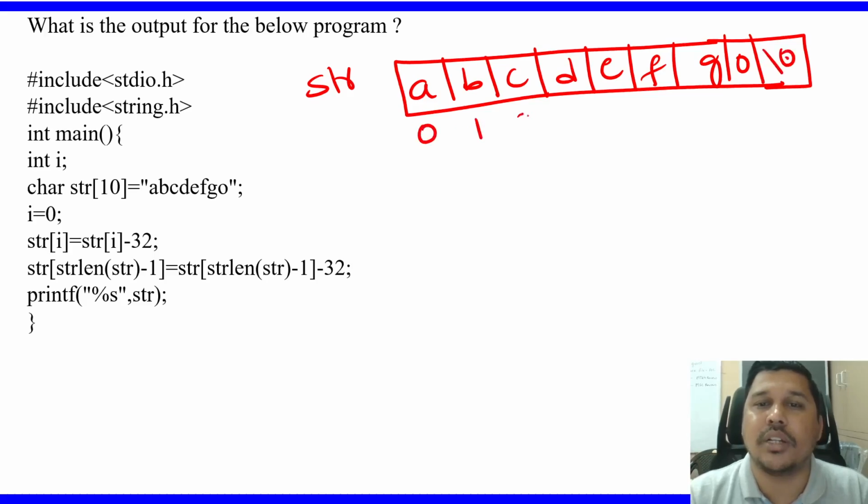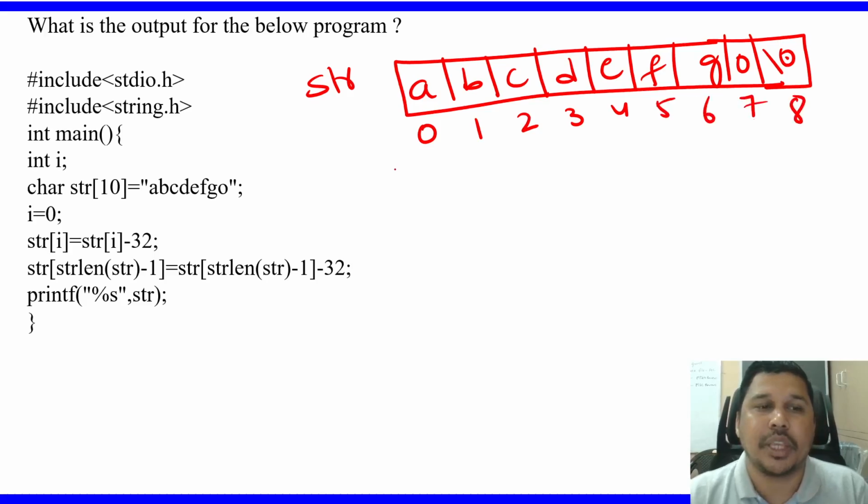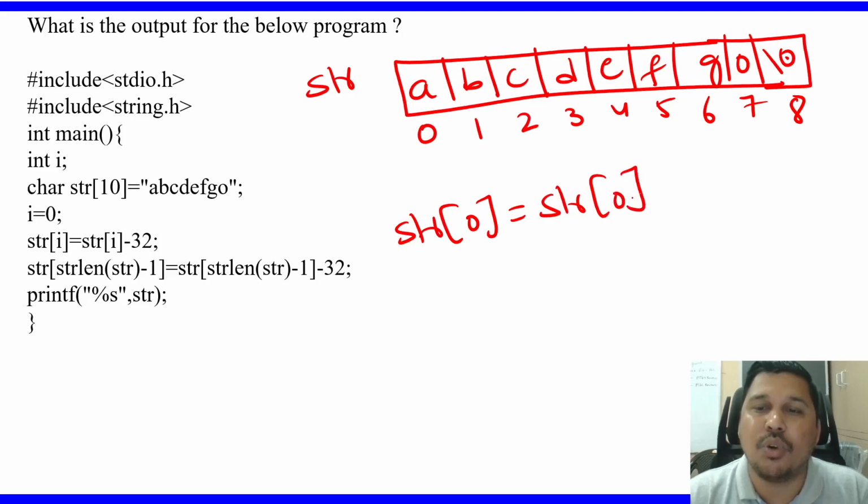Indexing 0 1 2 3 4 5 6 7 8. Though I have declared 10, I have enough space to accommodate a b c d e f g o, right? I value 0. So what is this statement? str[0] is equal to str[0] minus 32. What's happening here? What is str[0]? It is a, minus 32.